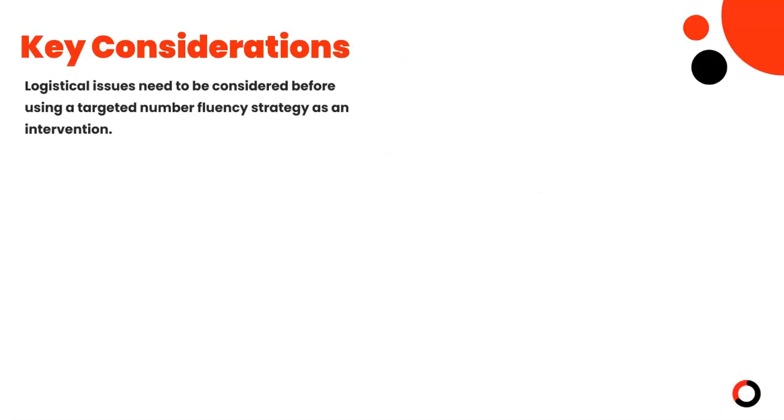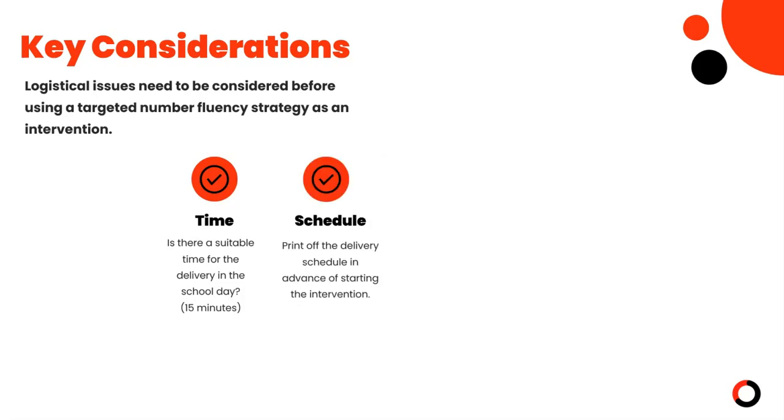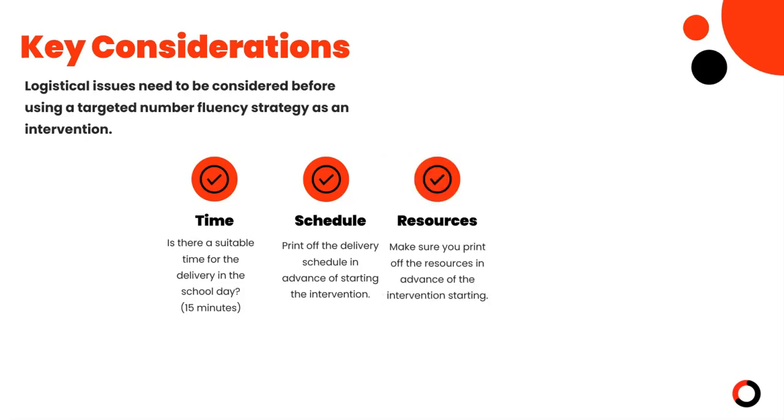So let's look at some key considerations. Logistical issues need to be considered before using a targeted number fluency strategy as an intervention. So is there a suitable time in the day? Make sure you print off the schedule so you know in advance which number bond strategies you'll be going through. Make sure you print off the resources in advance as well. And then will you link this potentially to any rewards?